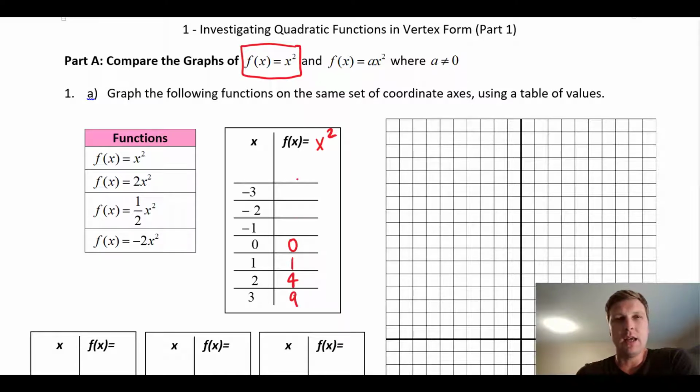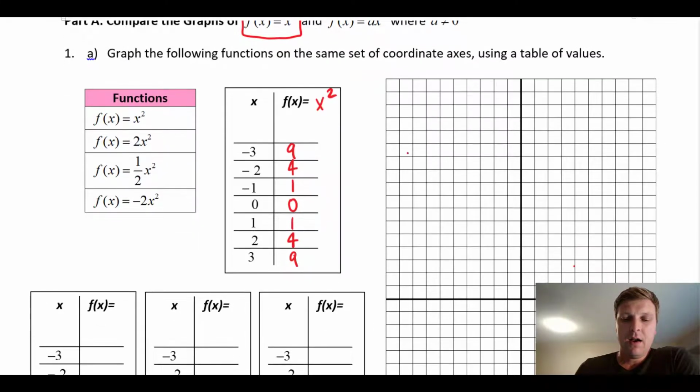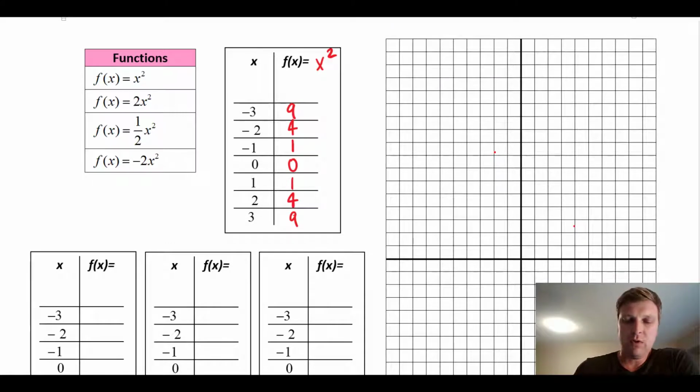Now let's work our way into the negative values. Negative 1 squared, well, the negatives cancel out, so that's actually 1. Negative 2 squared, again, cancels out, so that's 4. And negative 3 squared is going to be positive 9. So I've got a table of values here. I'm going to go ahead and plot that on my grid paper and see what results.